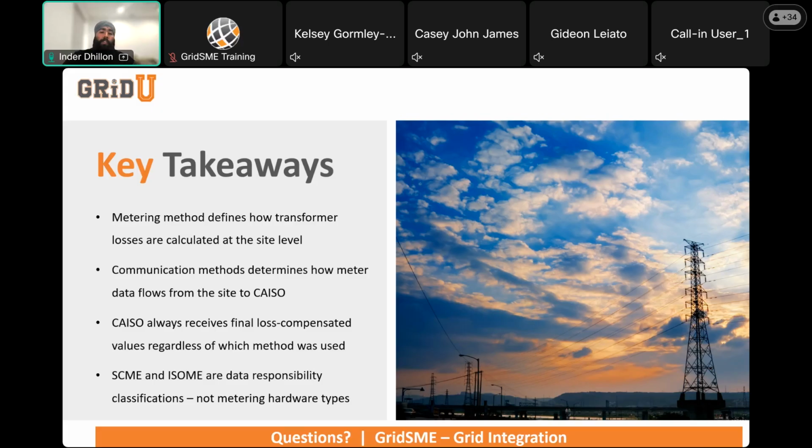And this is where the decision goes beyond engineering. The metering method you choose affects your settlement accuracy, your CalISO compliance posture, your PPA terms, and your operational overhead for the life of the project. Getting it right from the start protects you from commercial risk.